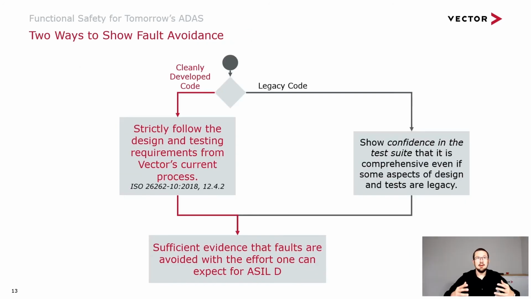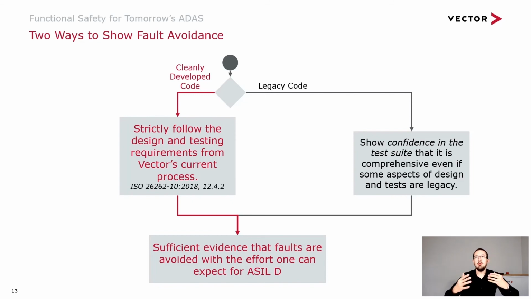Now, there are 2 ways that we can really show fault avoidance through the ISO 26262 development process. First of all, is to use cleanly developed code. This means essentially write the code from scratch and write the code according to ISO 26262 Part 6 and strictly follow the design and testing requirements from the process. But of course, we have a large bulk of AutoSAR software that has been under development for 10 years, and that's what we call our legacy code. And it's really quite difficult to develop large amounts of those legacy code clean from scratch again. So we need another method.